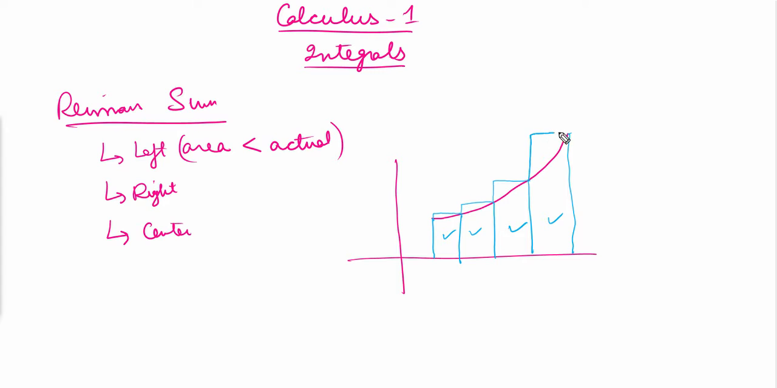We'll split the rectangles like this and calculate the area. In this case, the area that we will approximate will be greater than the actual. So this is the right Riemann sum. Now the third one is we take the center points of all the rectangles. So this is center point.